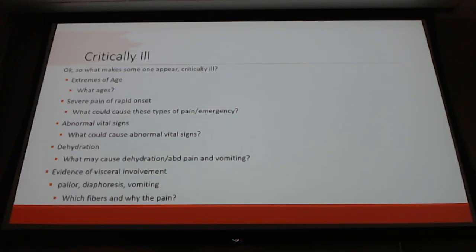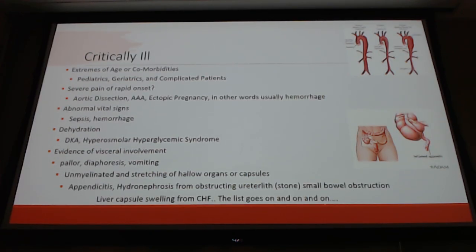So, I'll show you in the next slide here, but age groups, we need to be worried about the severity of the pain, if we have abnormal vitals, severe dehydration. Keep in mind that visceral involvement, visceral types of pain can result in pallor, diaphoresis, sweating, vomiting. So address these categories in the next slide. Right here, extreme ages. So that's old people and young people, very concerning.